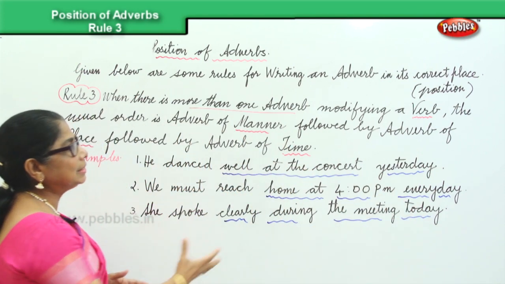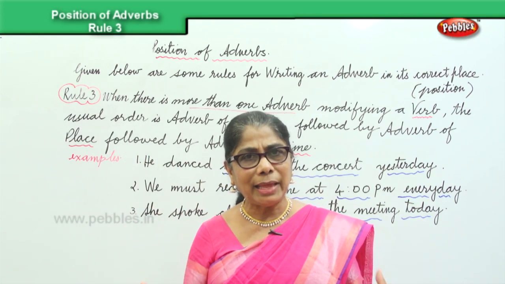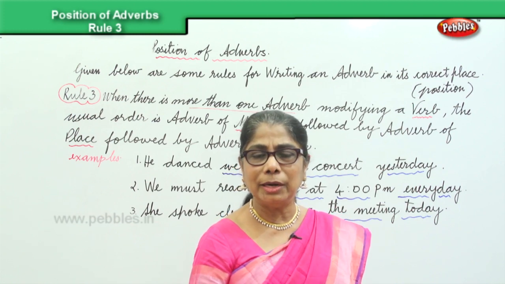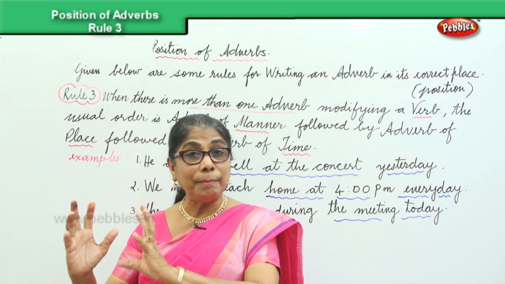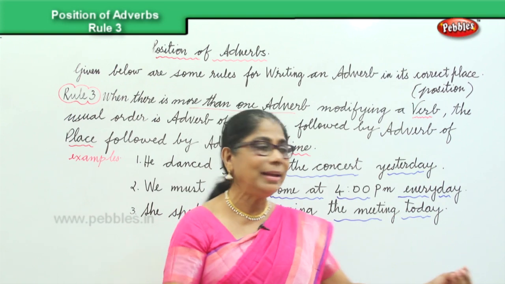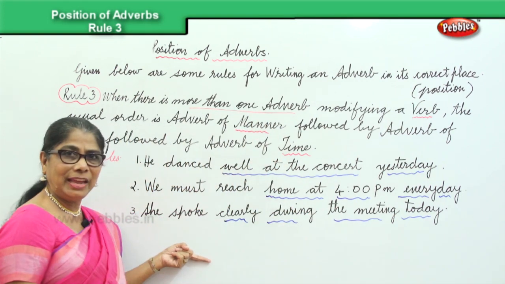So in this third rule, we found that when there is more than one adverb modifying a verb, the order followed is first adverb of manner, second adverb of place, and finally adverb of time. And from the examples, it's very, very clear.